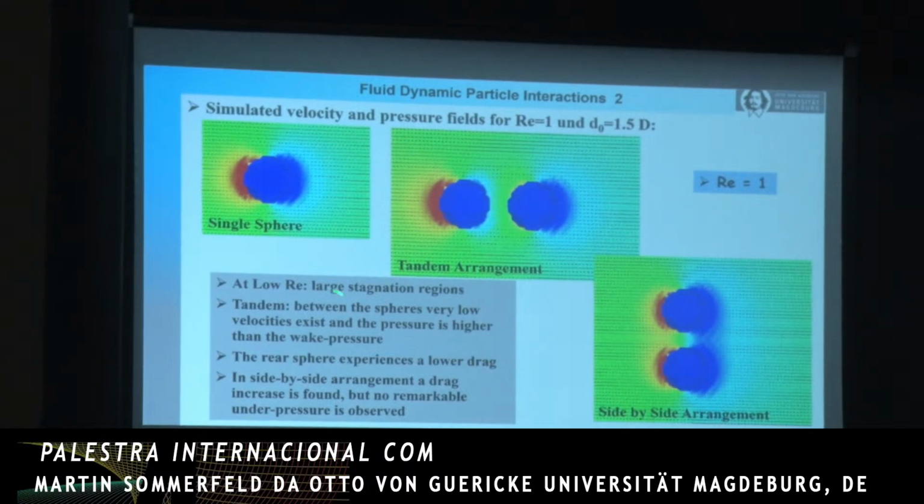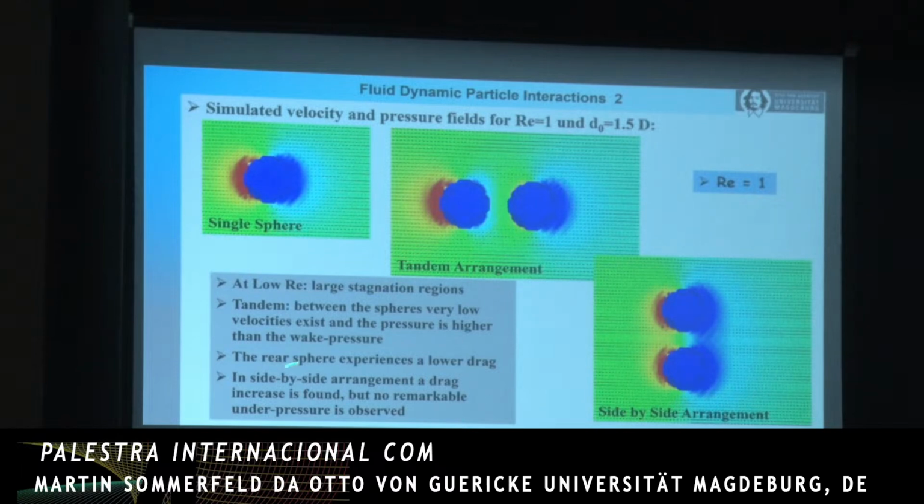procedure. So at low Reynolds number, first of all, we have a large stagnation region. Then in the tandem arrangement, we have very low velocities, of course, in this region, and you also influence the pressure difference. So you should notice that blue is a low pressure and red is a high pressure. I didn't find the color scheme. And you can expect from that that the back sphere will experience a much lower drag.